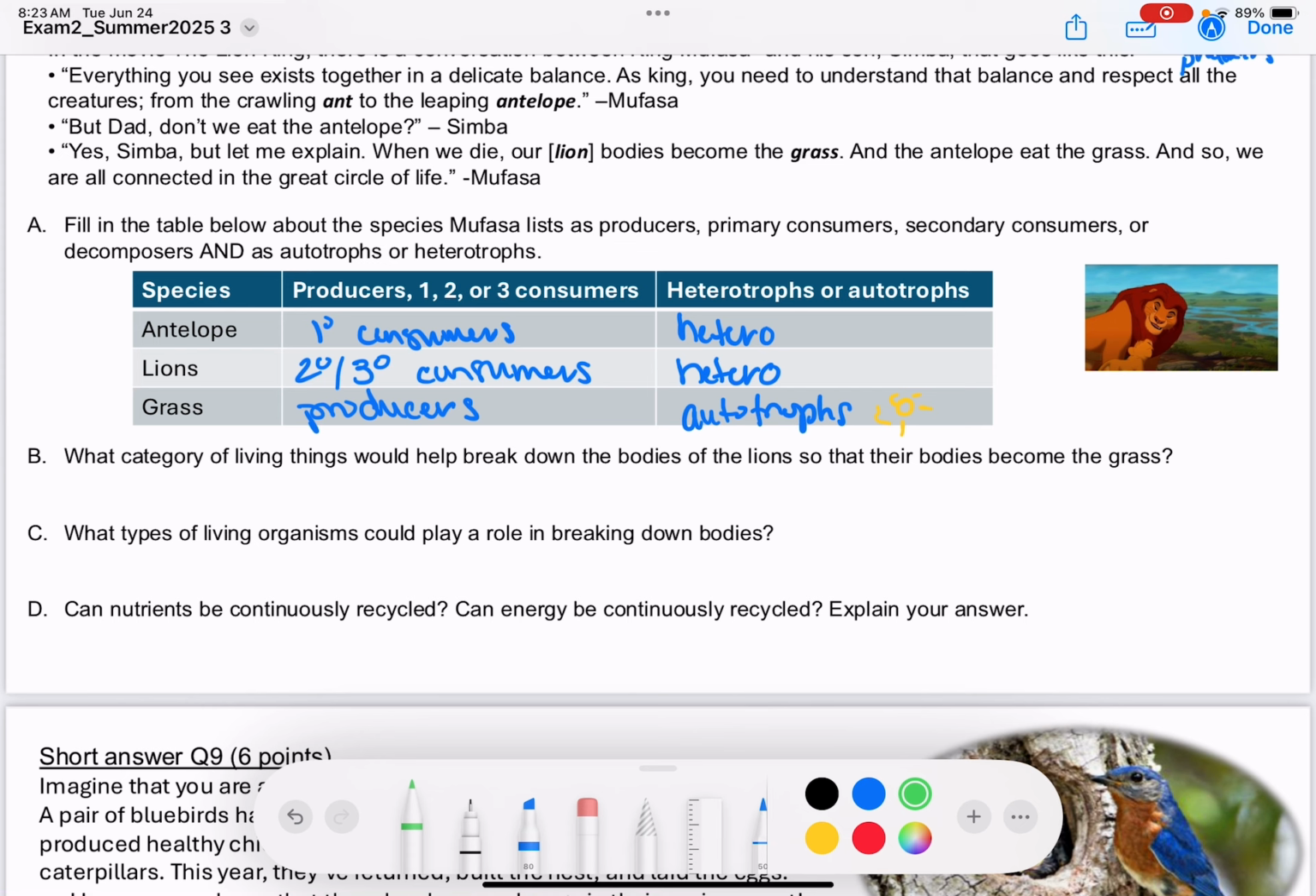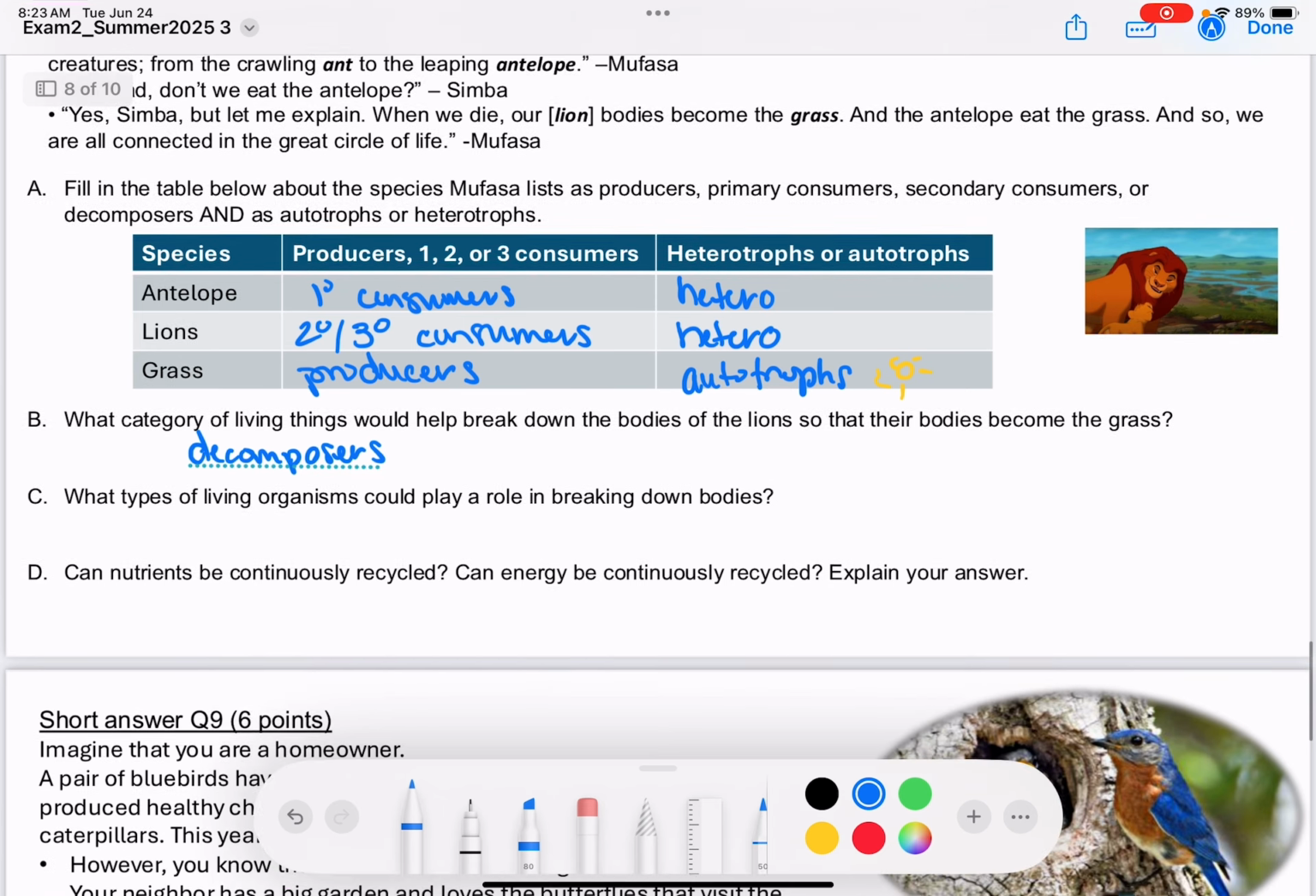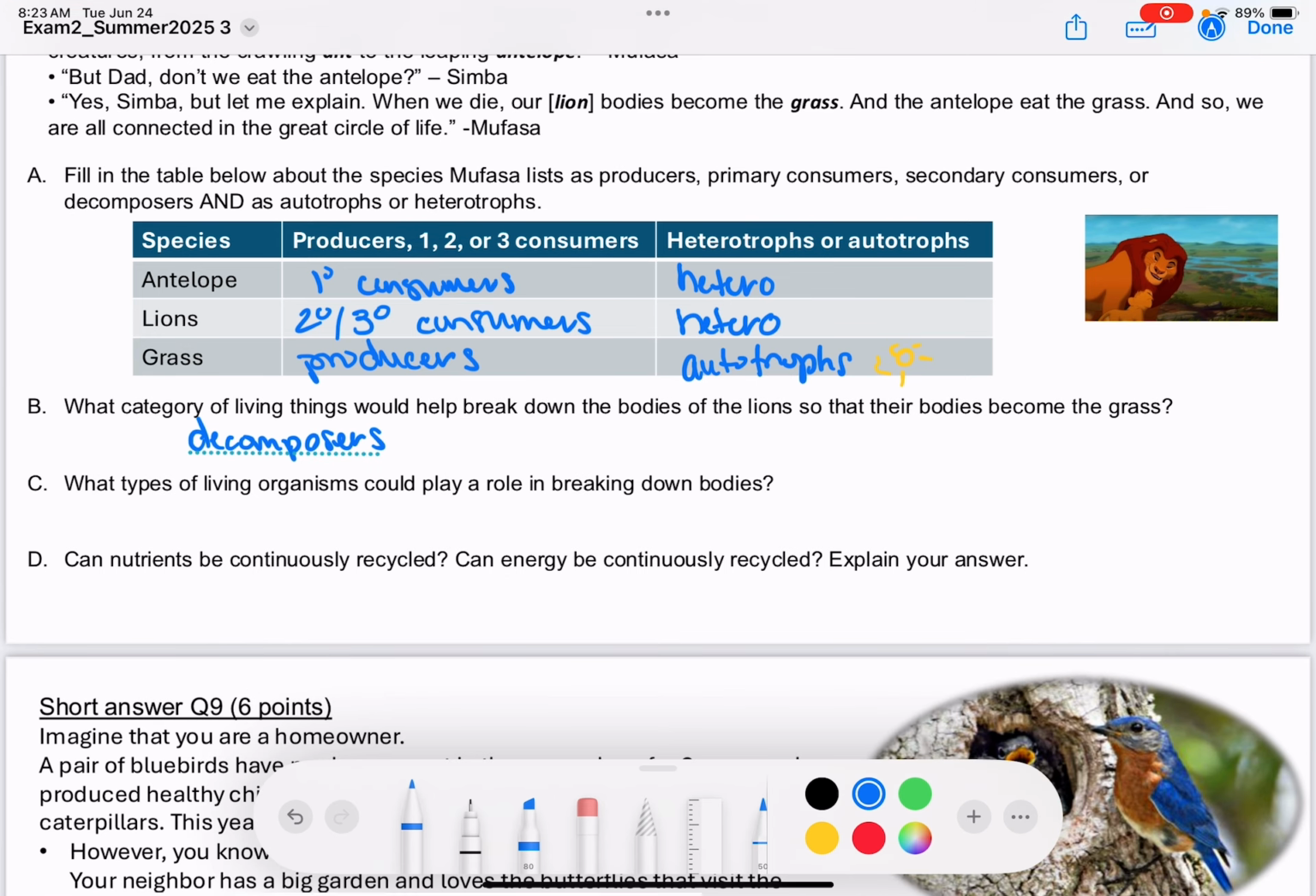What category of living things would help break down the bodies of the lions so that their bodies become the grass? So decomposers would do this work. What types of living organisms could play a role in breaking down the bodies? So we could have lots here. You could have said bacteria. You could have said animals. And fungi, I think, were the 3 that I required. You could have also had protists here, potentially. We could have also had archaea here. But we didn't really talk about those, okay?